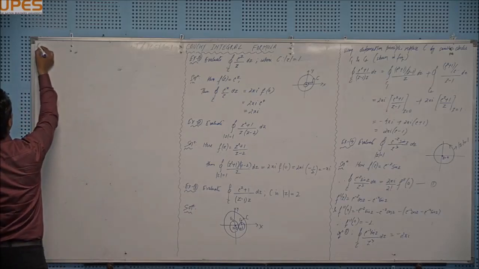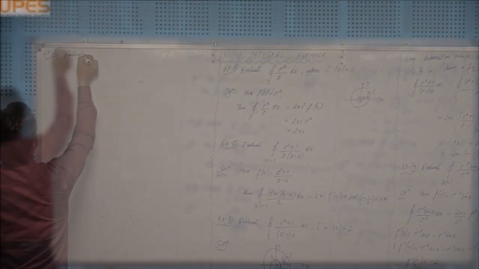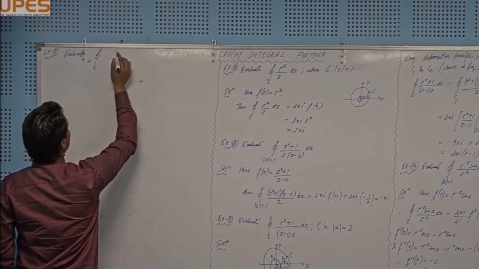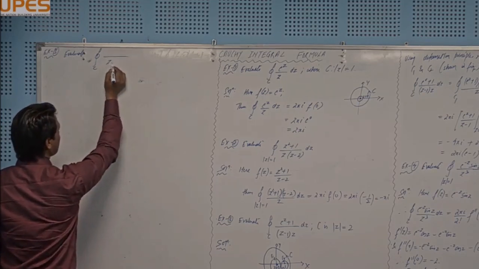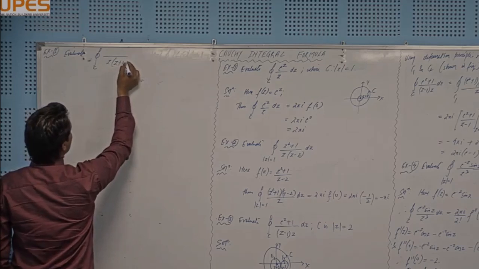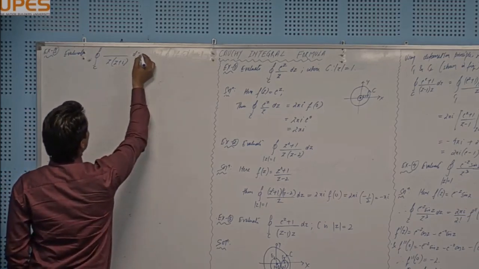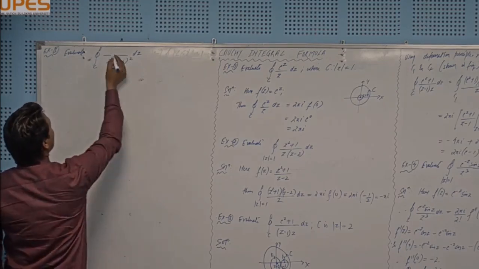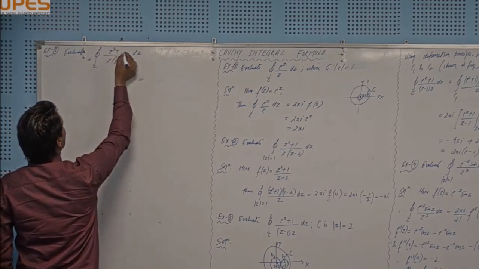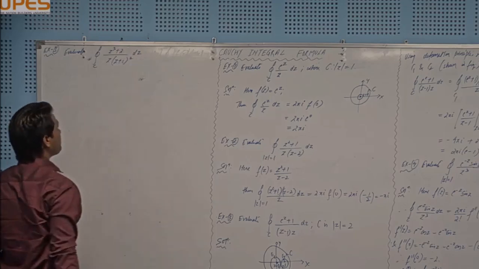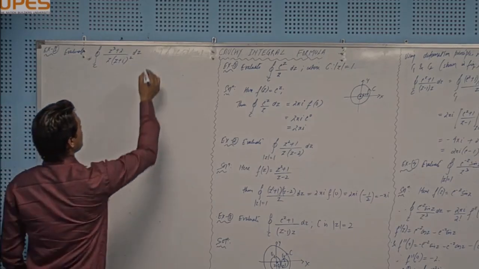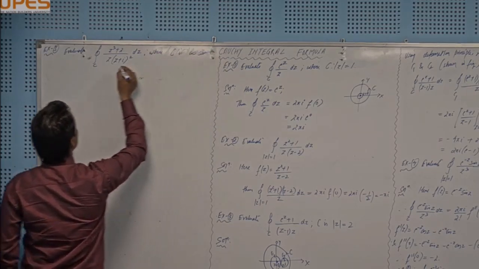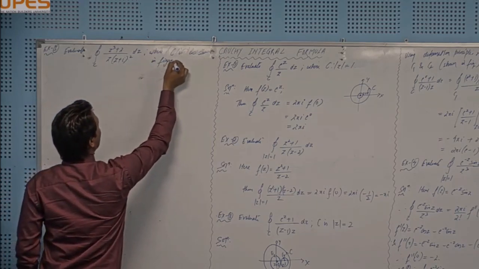Example number 5, evaluate the integral over C of z plus iota whole square dz, and z cube plus 2, where C is as shown in figure, right?